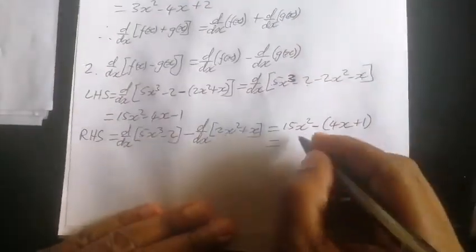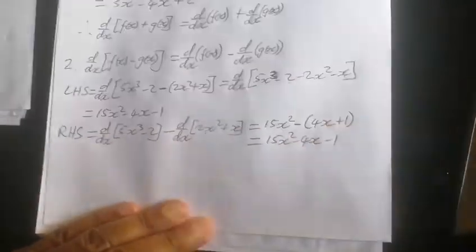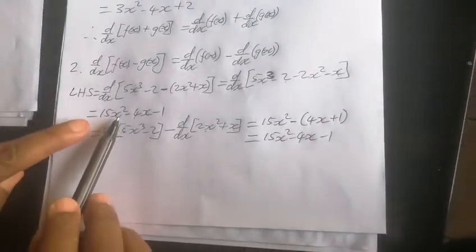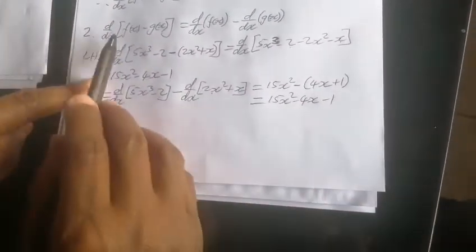And make use of your brackets. Now you are removing brackets. This is 15x squared minus 4x minus 1. Therefore, left hand side is equal to right hand side. We can make a conclusion that this is also true.